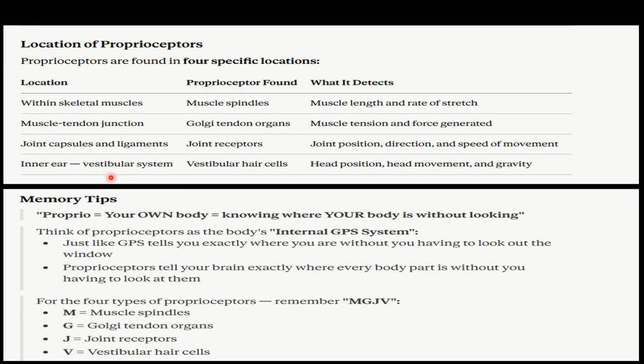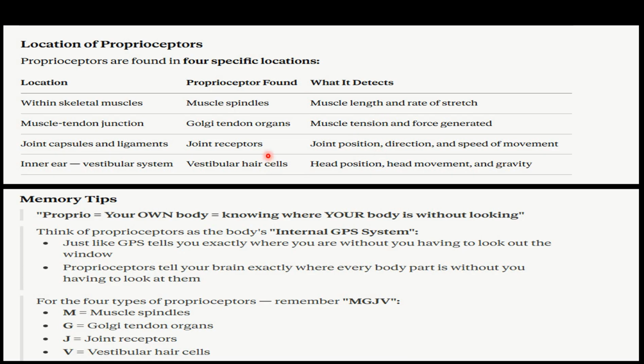Next is the inner ear, which is the vestibular system. So vestibular hair cells detect head position, head movement and gravity. This is just for your overview, because in detail we will discuss it in the upcoming session. We will talk on each topic step by step, but for now just keep in mind that proprioceptors have 4 types, and these are the locations and these are the things that they basically detect.